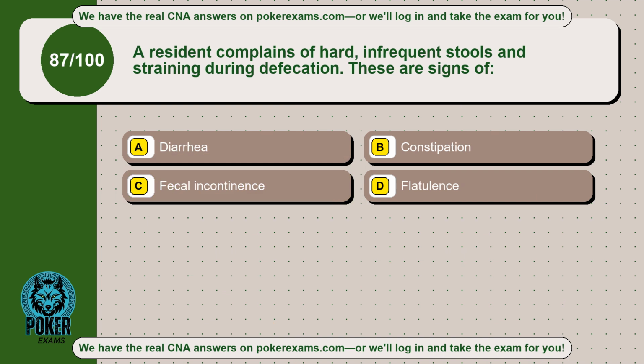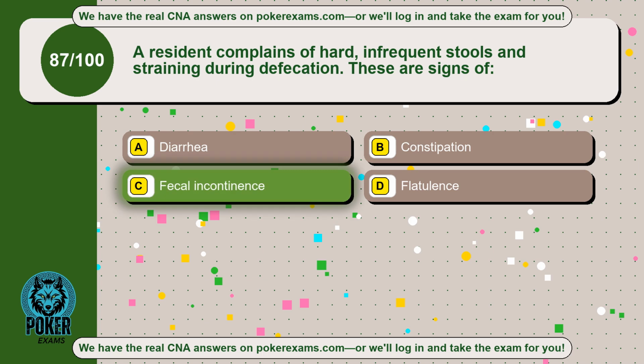Question 87. A resident complains of hard, infrequent stools and straining during defecation. These are signs of: Option A: diarrhea. Option B: constipation. Option C: fecal incontinence. Option D: flatulence. The correct answer is option C: fecal incontinence.